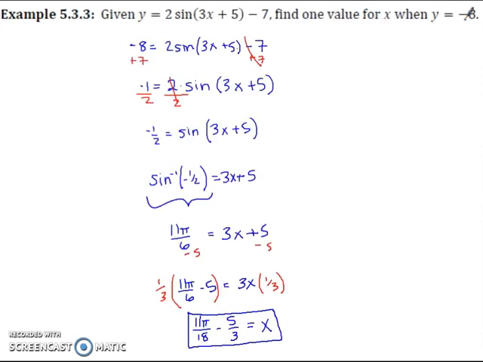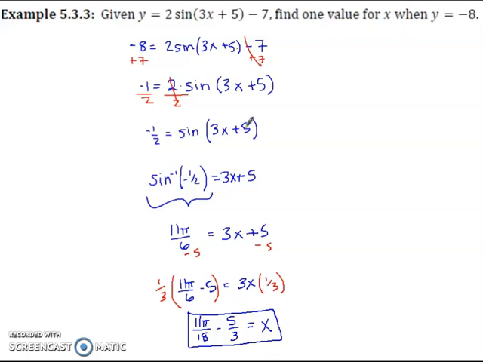So my first step is to replace the -8 for y. I then isolate the sine function by adding 7 to both sides. My next step in isolating the sine function is to divide by that coefficient of 2, which gives me a -1/2 on the left-hand side. So the ratio that my sine function is equal to is -1/2.